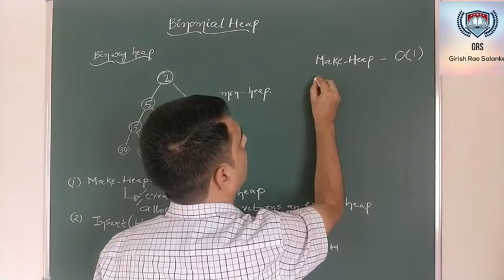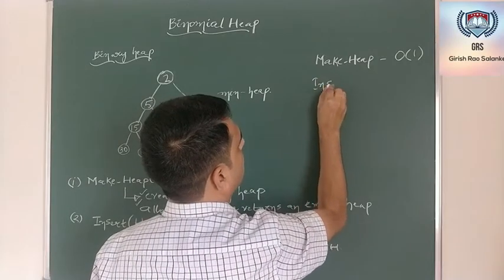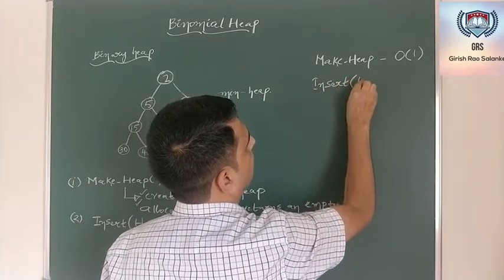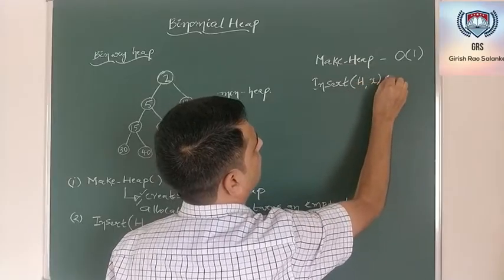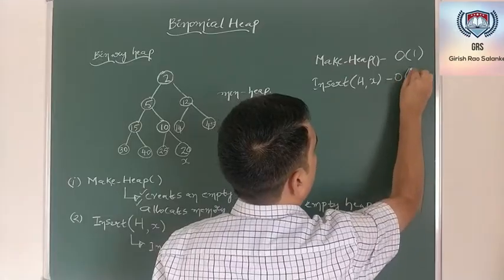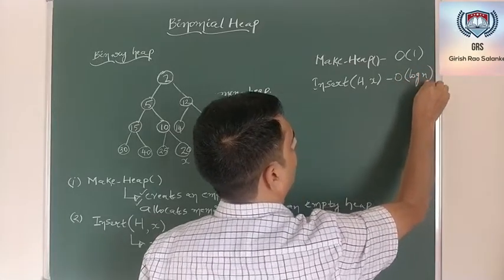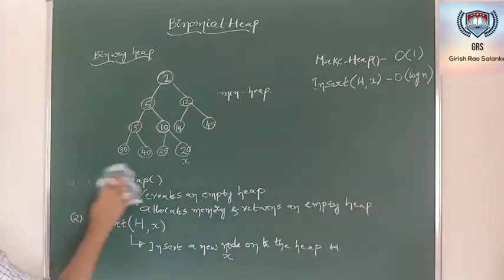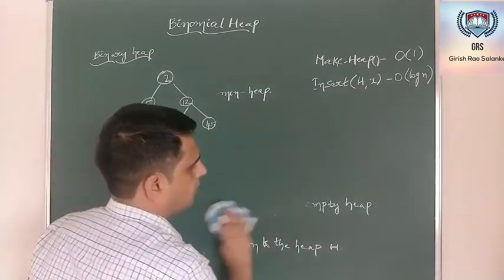So let me call the second one insert of h comma x. This operation takes log n time. Now let's move on to the next operation.